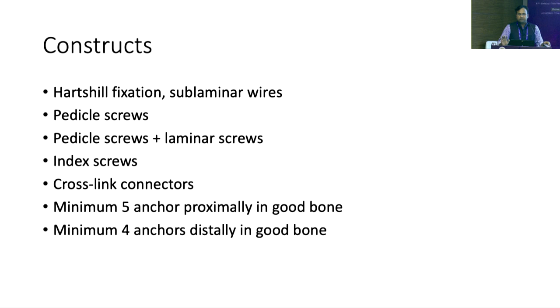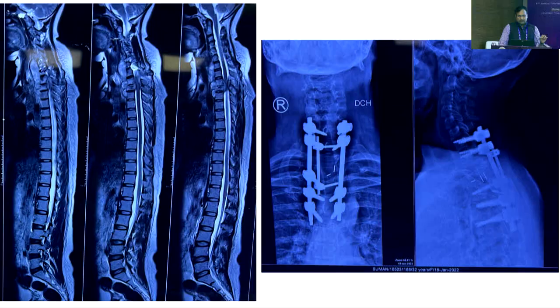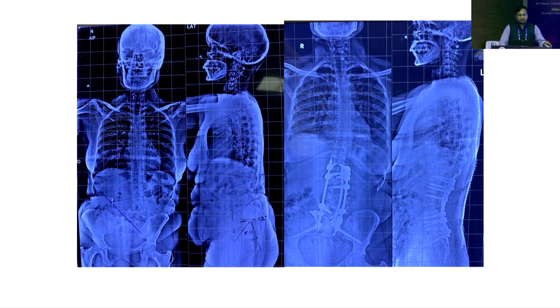For the construct, you can use hard shield fixation, sublaminar wires, pedicular screws, laminar screws, index screws, cross-link connectors. I usually prefer a minimum of 5 anchors proximally in good bone, and a minimum of 4 anchors distally in good bone. Especially in the cervicothoracic junction, I use these laminar screws, also in the thoracic spine. These are very good, and we can save the motion segments in the cervical spine. Especially in the lumbosacral junction, you should be well versed with the placement of the sacroiliac screws as well.